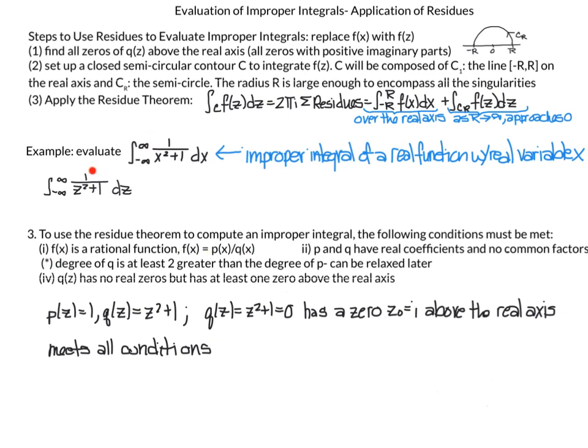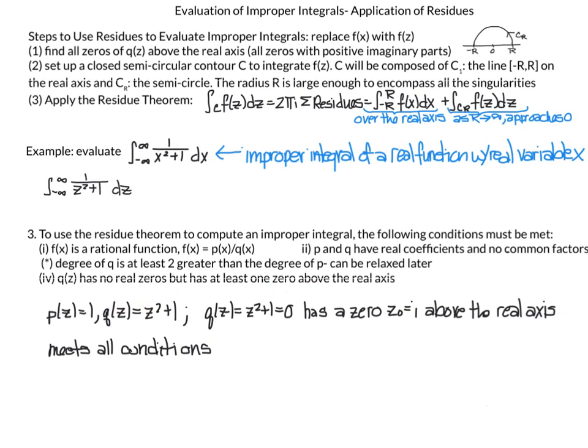So here, I'm going to look at p of z equal to 1, and q of z, our denominator, equal to z squared plus 1. We see that p and q have real coefficients and no common factors. Second, q is at least 2, or greater than the degree of p. This is a second order polynomial, and this is a zeroth order polynomial. And q of z has no real roots, but has at least one zero above the real axis.